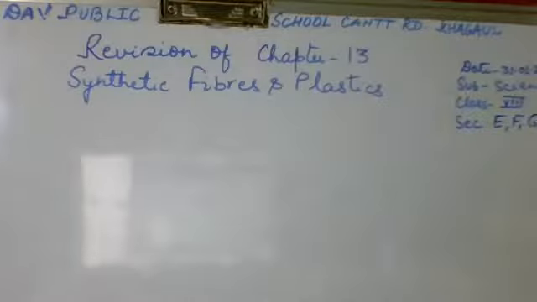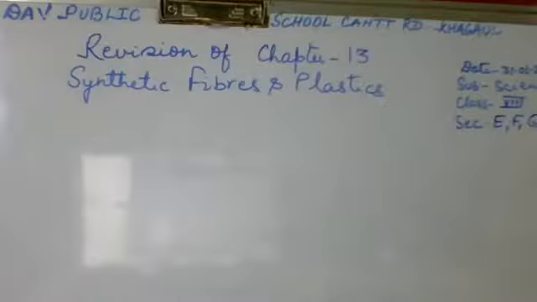Two types: thermoplastic and thermosetting plastic. In which type of plastic do we have a cross-linked arrangement of molecules? Thermosetting plastic.